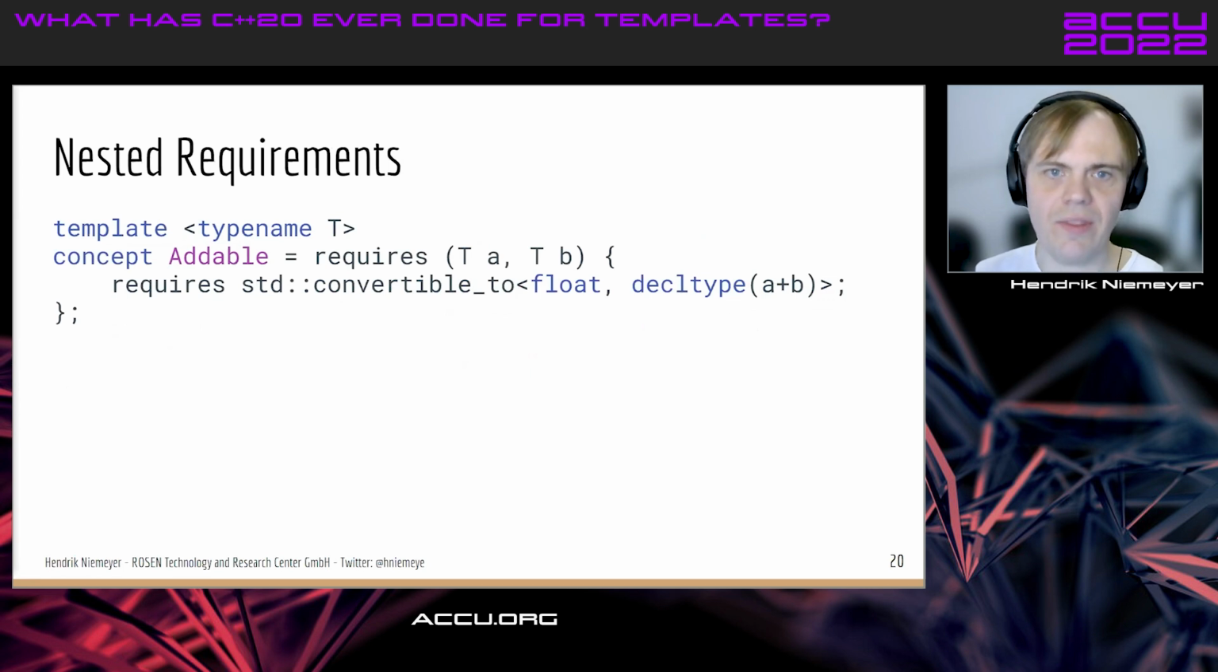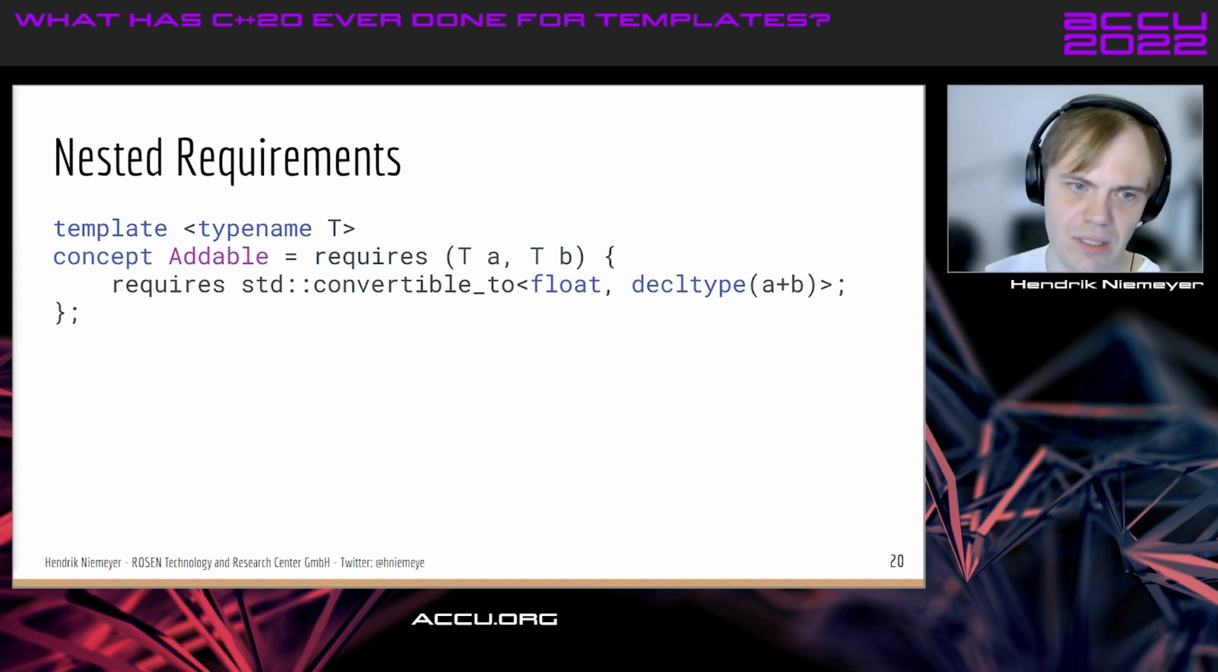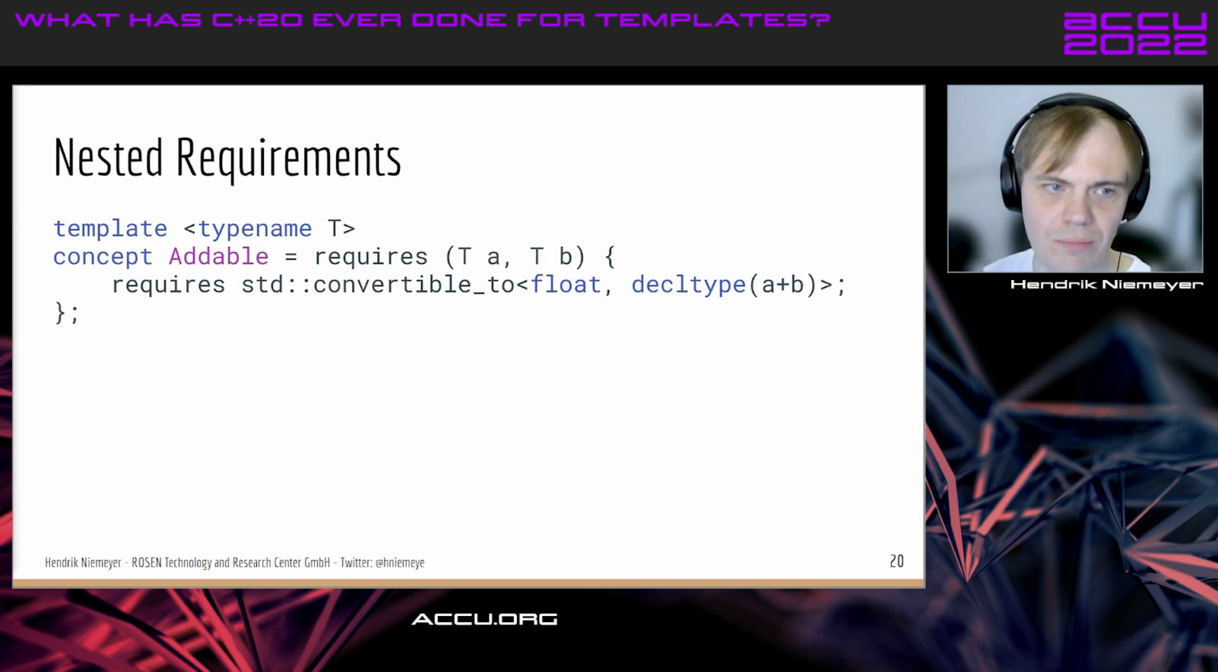Yeah, and then the last type of requirements in the requirement sequence is the so-called nested requirement. And this starts again with the requires keyword followed by a constraint expression. So this gives us the possibility to put constraint expressions as part of the requirement sequence. And this gives us, for example, the possibility to use concepts in here. And yeah, nothing more to say about that, basically.